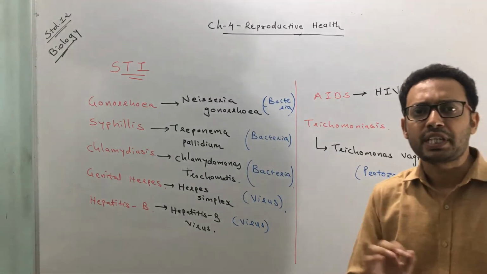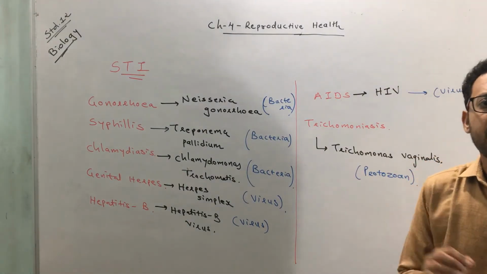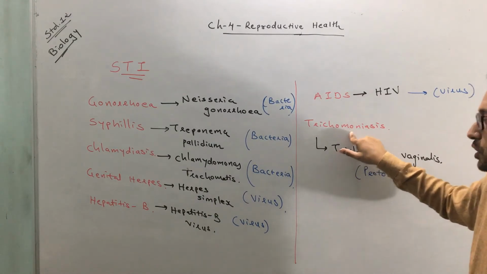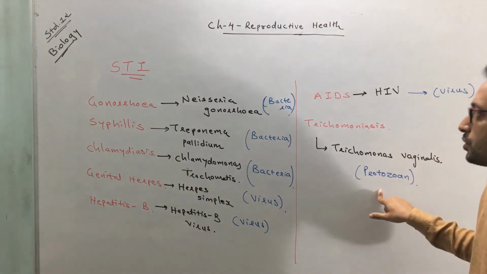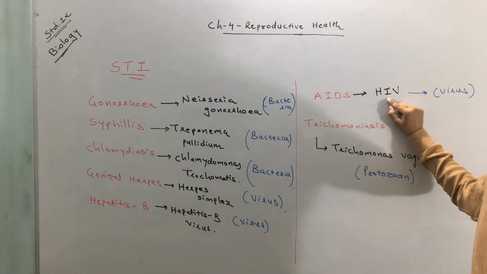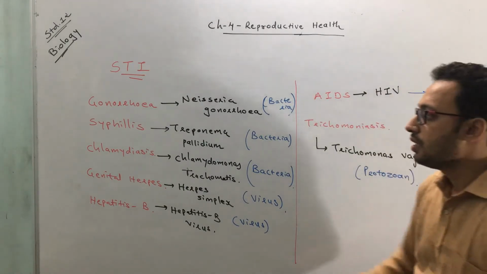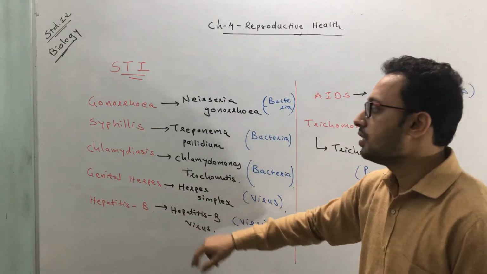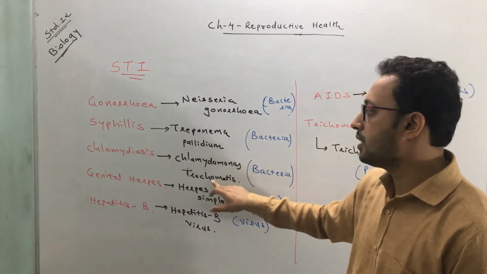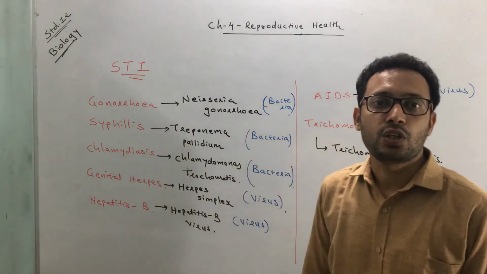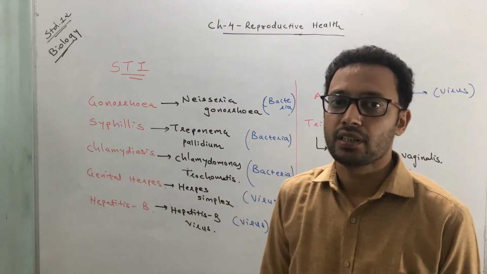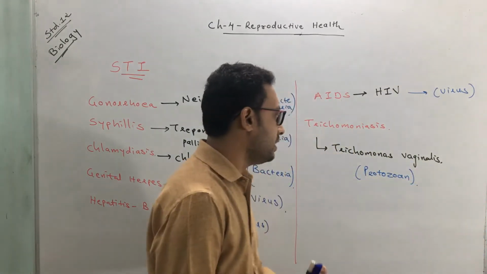Now you have to remember the names because these names are usually asked in entrance examinations, in MCQs. So I can repeat. Trichomoniasis is caused by Trichomonas vaginalis, a type of protozoa. AIDS is caused by the HIV virus, human immunodeficiency virus. Hepatitis B is caused by the hepatitis B virus. Genital herpes is caused by the herpes simplex virus. Chlamydiasis is caused by Chlamydia trachomatis, a bacteria. Syphilis is caused by Treponema pallidum, a bacteria, and gonorrhea is caused by Neisseria gonorrhoeae. So these are the different causative organisms.